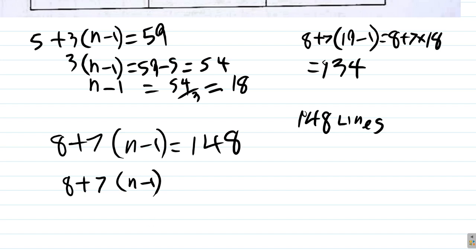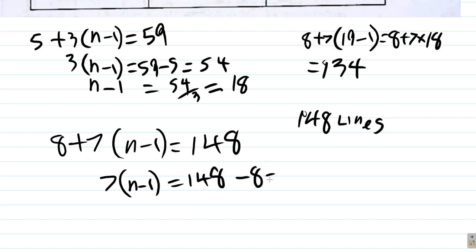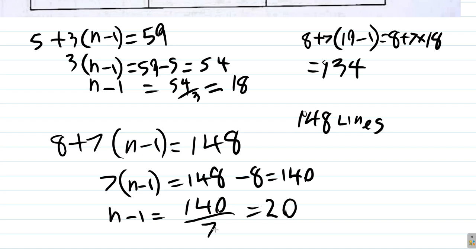I'm going to the next stage, so I should just say 7 times n minus 1 equals 148 minus 8, which is 140. Alright, so n minus 1 is equal to 140 over 7. This would be what? 7 times 2 is 14, 20. So n is equal to 20 plus 1 equals 21. So n is 21.